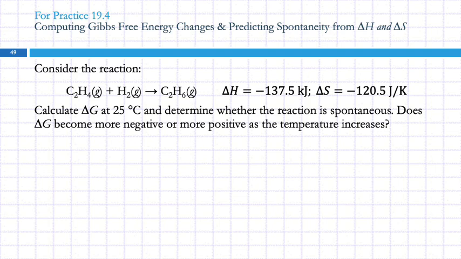Consider the reaction C2H4 plus H2 to make C2H6, and we're given delta H and delta S. Calculate delta G at 25 degrees Celsius and determine whether the reaction is spontaneous. Does delta G become more negative or more positive as the temperature increases? Delta G equals delta H minus T delta S.